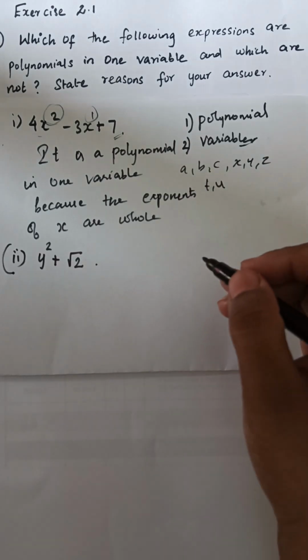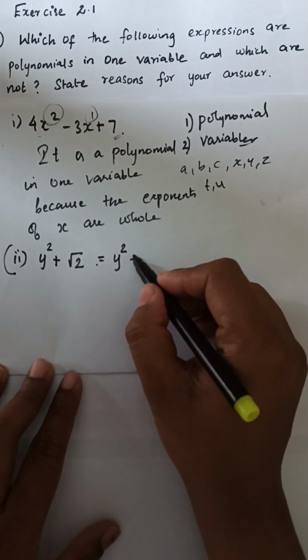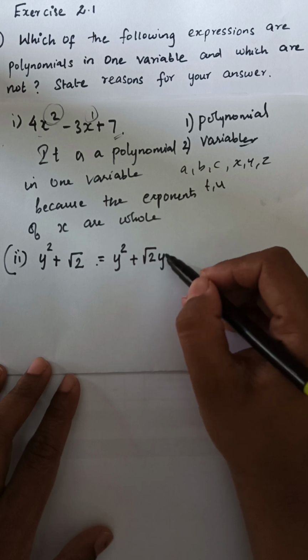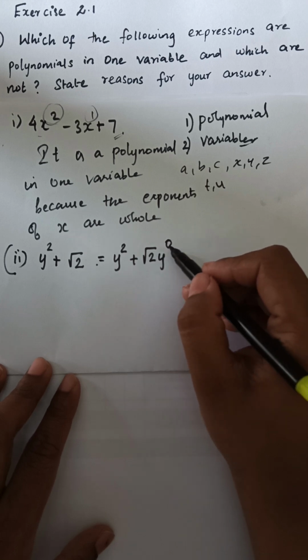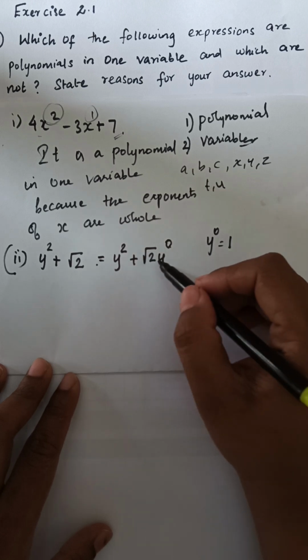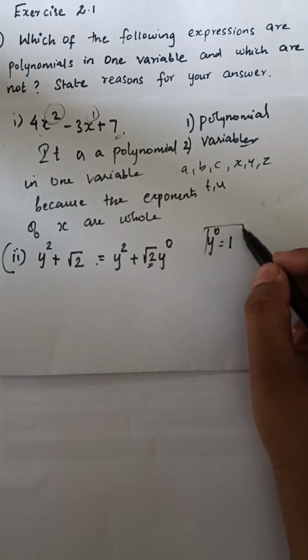Now we can see the second part. So this is the second part question. So we can rewrite it as y square plus root 2. We can also write it as y power 0, because y power 0 value is 1. So root 2 into 1 we will get root 2 itself. So if you want you can write like this.